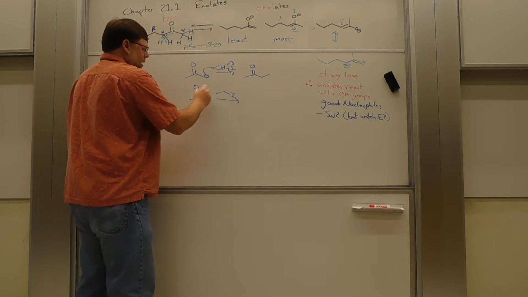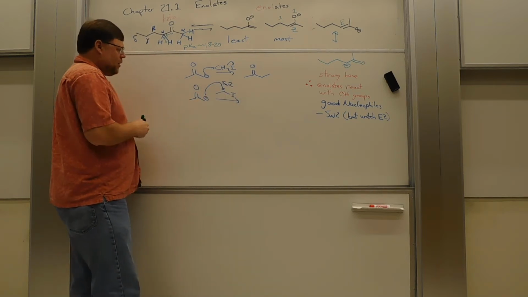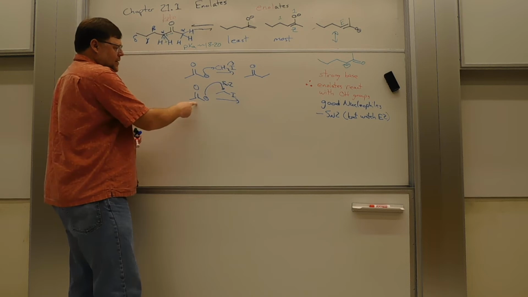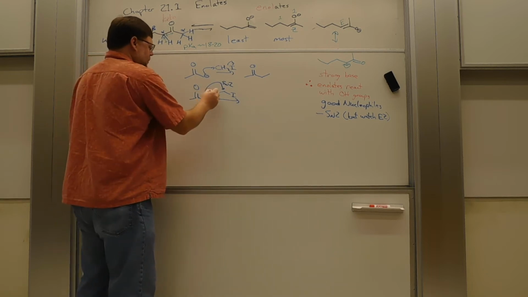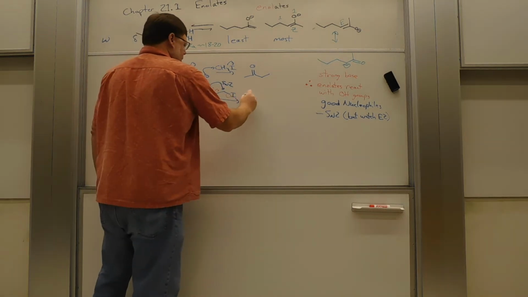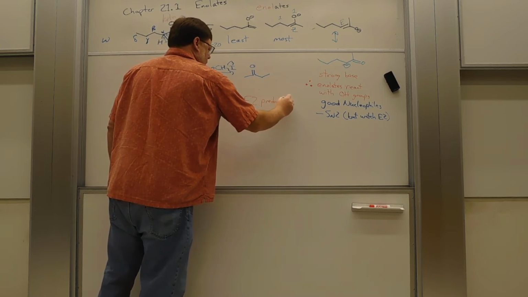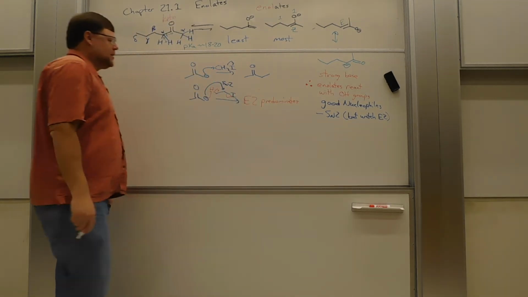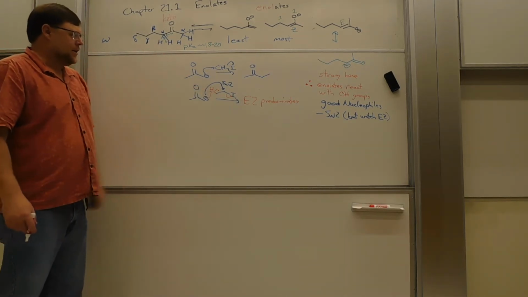Now, we can do the SN2, but remember what you know about strong bases in SN2 reactions. If there's a beta hydrogen around, you can do E2. And in fact, the E2 reaction in this case predominates, okay? So you make this really strong base, and it's just going to do E2 chemistry.